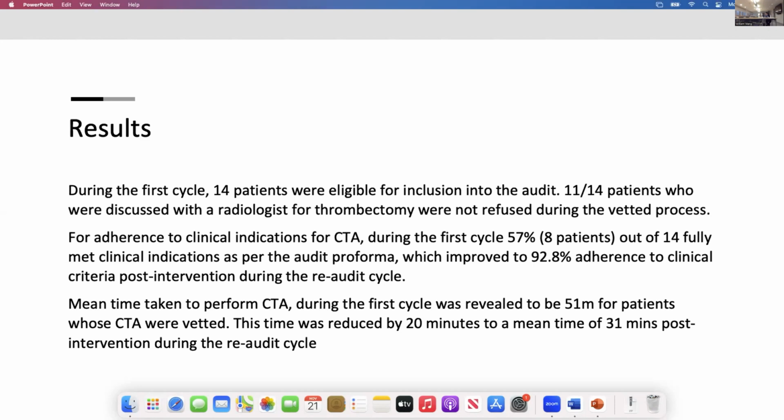As for the mean time taken to perform the CT angiogram from the moment you request to the scan being performed, in the first cycle the mean was around 51 minutes from the time you request it into the system to the time it's performed in the scanner. And after the intervention that we placed in, after we removed the radiologist from the picture, this time was reduced by 20 minutes to around 31 minutes post-intervention during the reordered cycle.